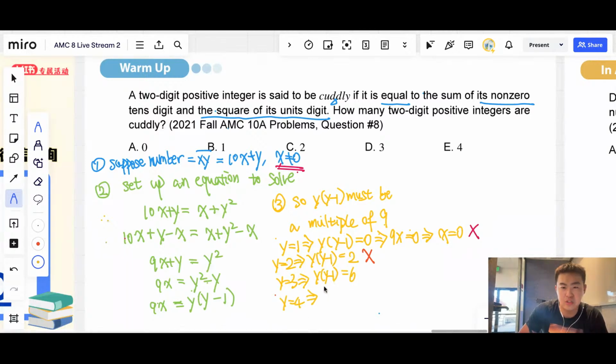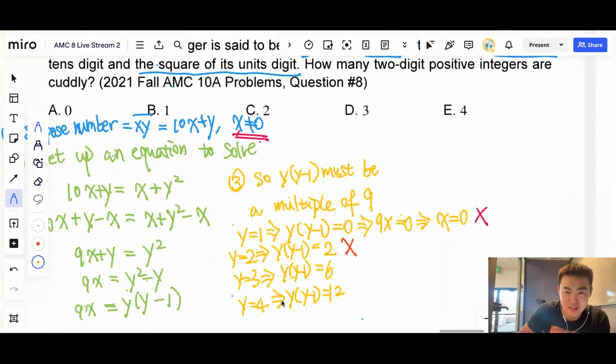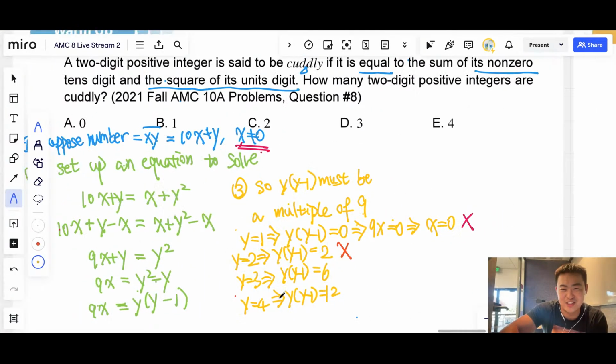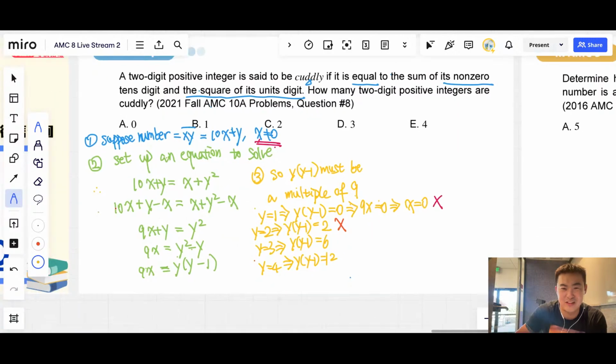y equals 4. You should get 12. It's 4 times the difference of 4 and 1, which is 4 times 3, okay? So we should get 12. 12 doesn't work. How about y equals... wait, I'm zooming too much. So, okay, let me shift a little bit.